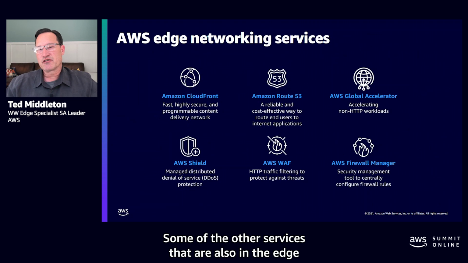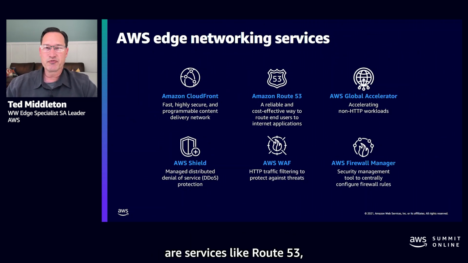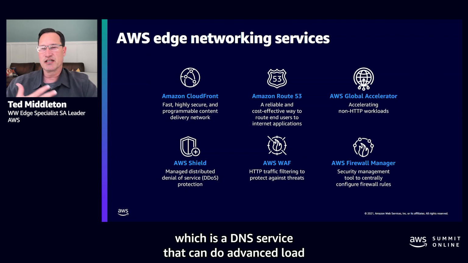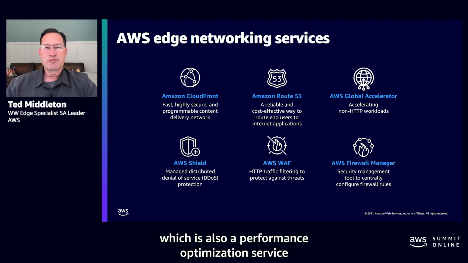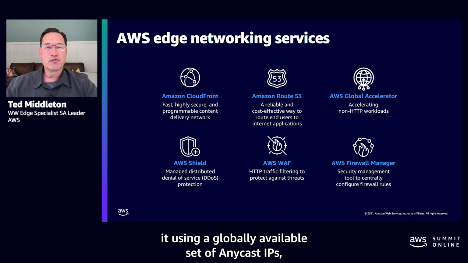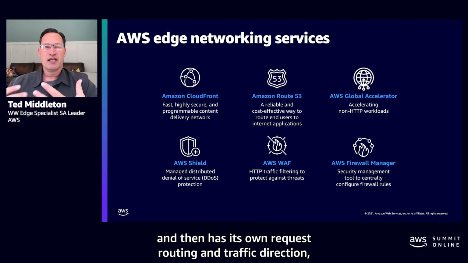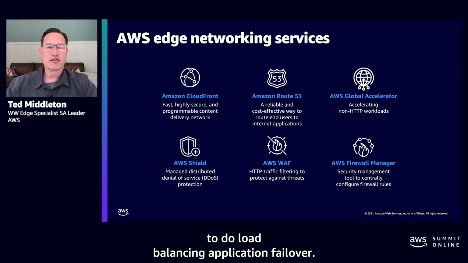Some of the other services that are also in the Edge networking portfolio that complement CloudFront are services like Route 53, which is a DNS service that can do advanced load balancing and traffic management. Global Accelerator, which is also a performance optimization service that can take a regionalized deployment and broadcast it using a globally available set of Anycast IPs, and then has its own request routing and traffic direction, including its own health checking mechanisms to do load balancing, application failover.